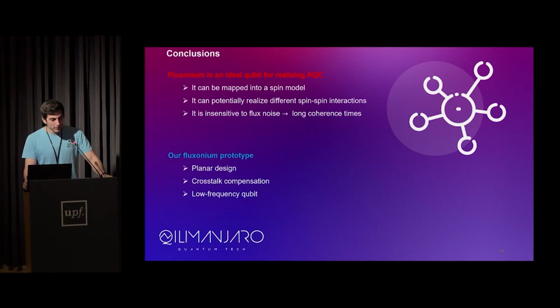So in conclusion, I hope I showed you that Fluxonium is an ideal platform for realizing analog quantum computing because it can be naturally mapped into a spin model and can realize different spin-spin interactions. It's also insensitive to flux noise, and this can lead to extremely long coherence times. I showed you our Fluxonium prototype, in particular discussing the planar design that we use, the crosstalk compensation, and also that Fluxonium can work at a really low frequency, which is good to minimize the effect of dielectric noise.